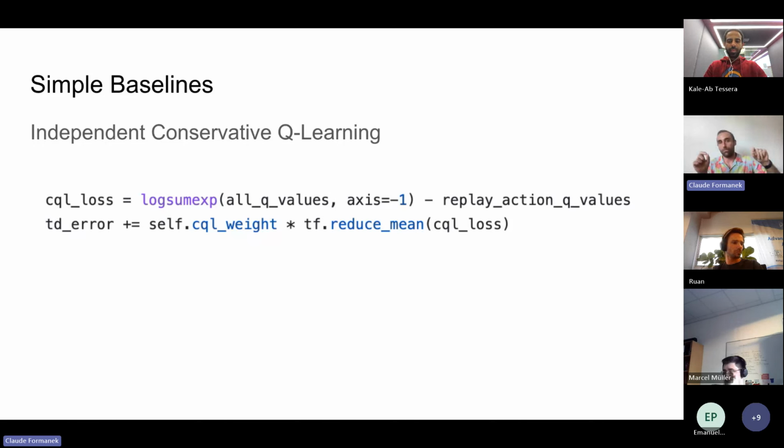Okay, but now because the Q value for the action that was in the data set is also in that term, you need to add this minus replay action Q values to say you are allowed to push Q values up for actions that are in the data set. And then these things together, you just add to your normal TD error loss, the standard DQN loss you were doing, with a weighting term. Sometimes people automatically tune that weight, but if you do that, then you learn a conservative Q function.